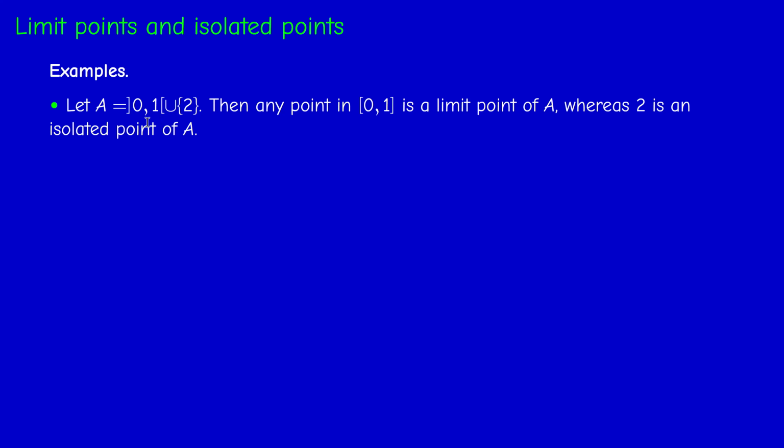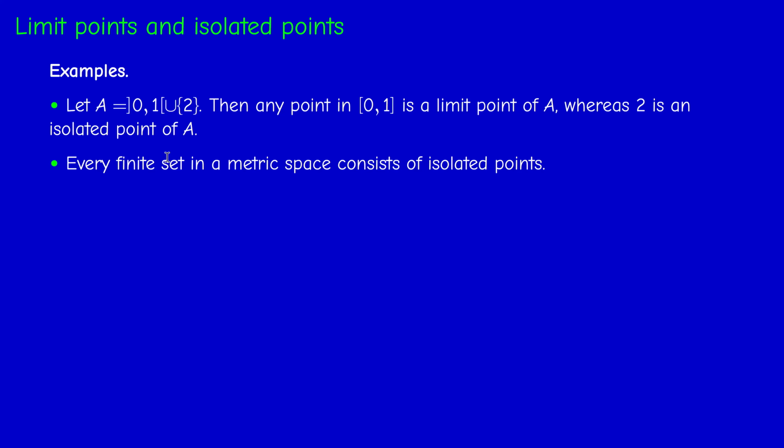All points in [0,1], including 0 and 1, are limit points. Now, 0 and 1 are in the closure. They are limit points, but they are not in A. Whereas all points strictly between 0 and 1 are limit points of A, and are in A at the same time. So all possibilities can happen.